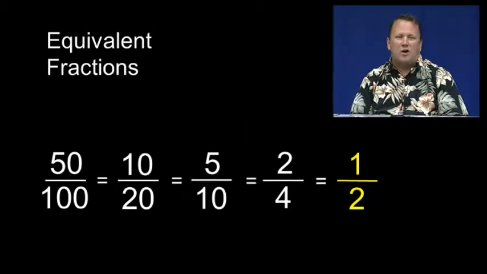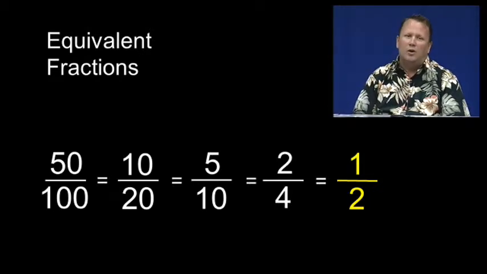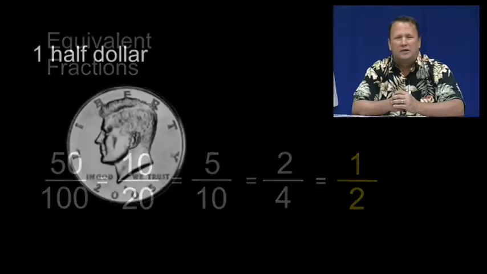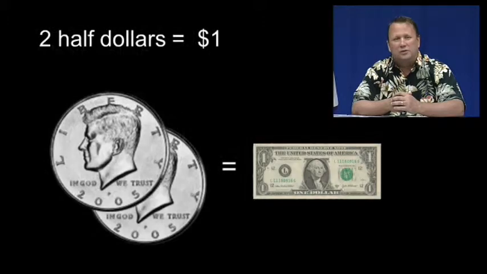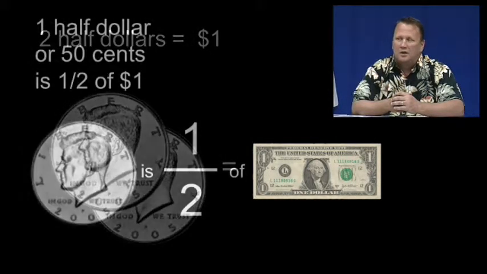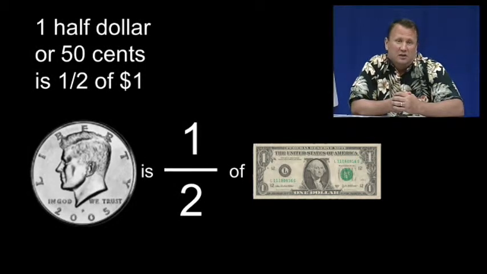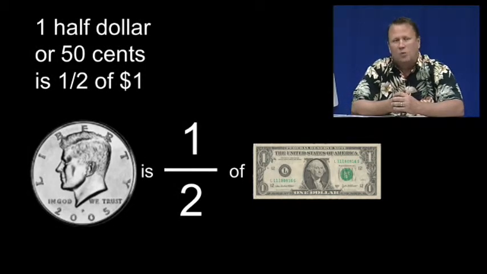So these are equivalent fractions. And let's talk about how all of these fractions are equal to 1/2. Here is a half dollar, and 2 half dollars equal $1. So $1/2 or 50 cents is 1/2 of $1.